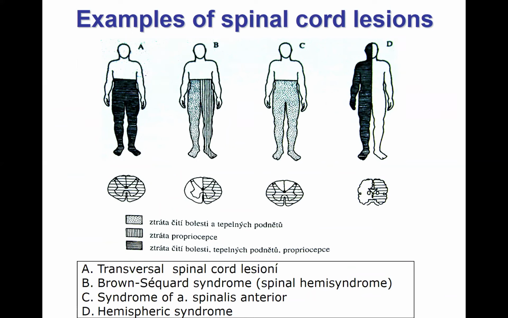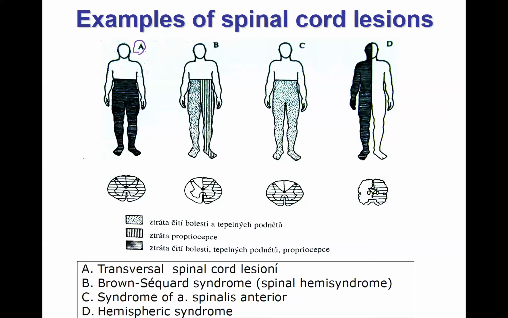Here at the number A, what you can see is a full transection. So what does it mean when you have a full transection? We have paraplegia, no movements of the lower limbs, then you have no sensation, no fine touch, no crude touch. We call it anesthesia.